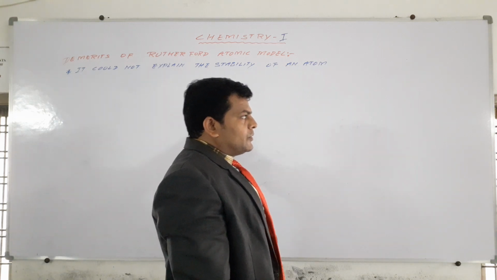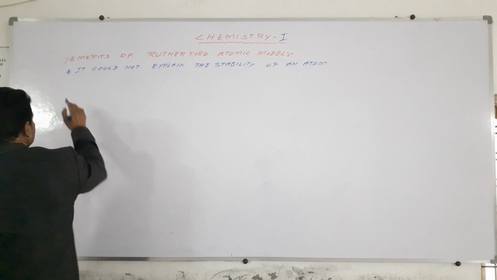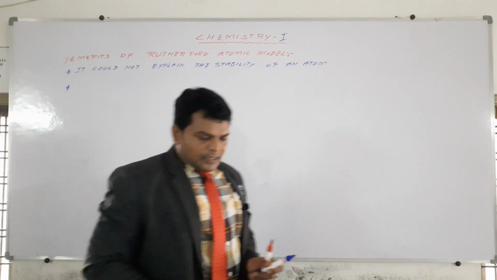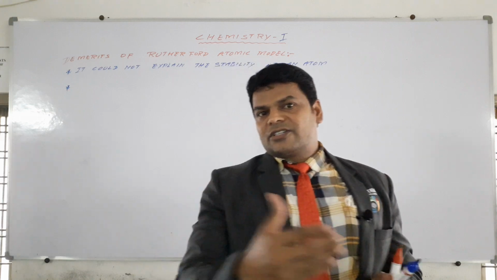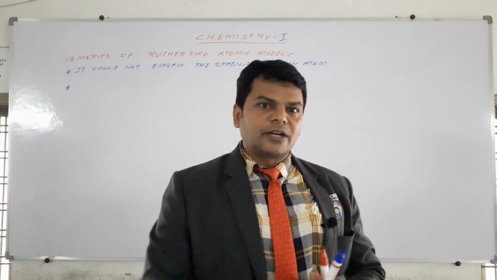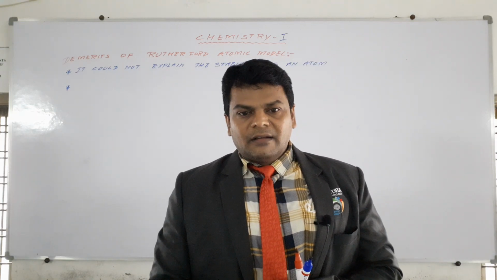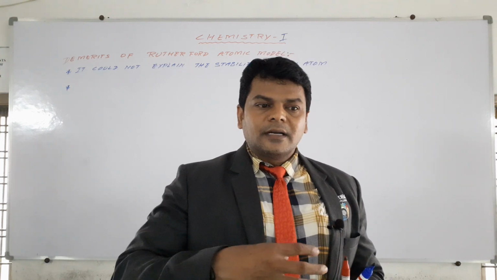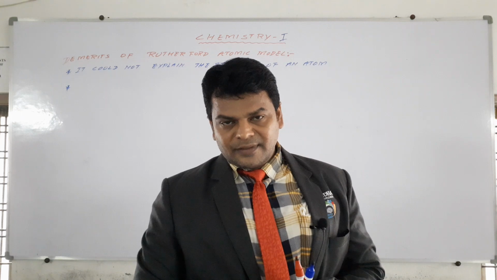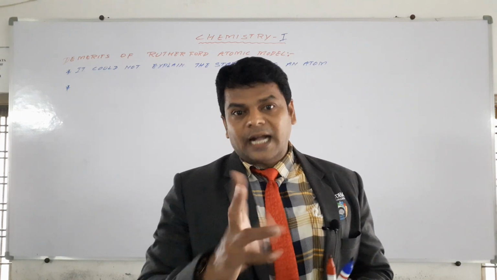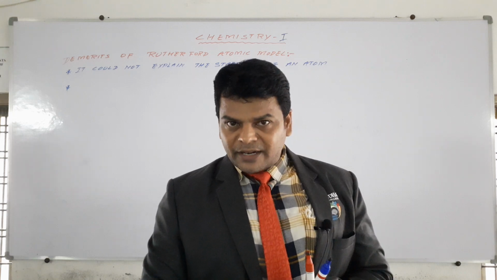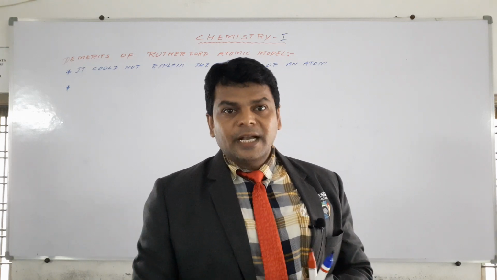So the next demerit: he said that electrons revolve around the nucleus in a circular path, but he could not give the distribution of electrons around the atom. He could not explain the distribution of electrons around the atom.